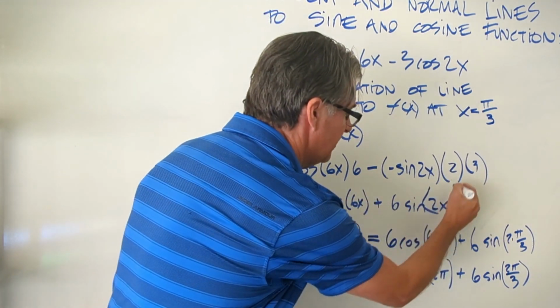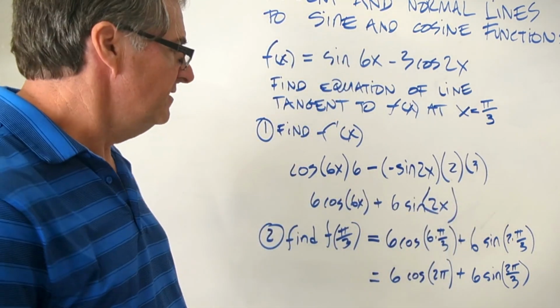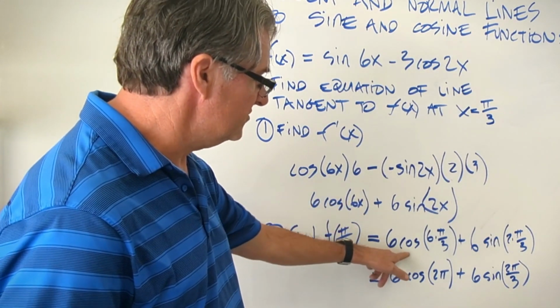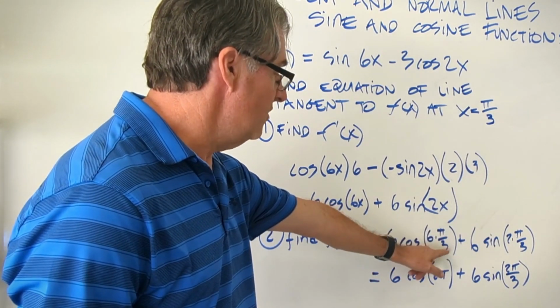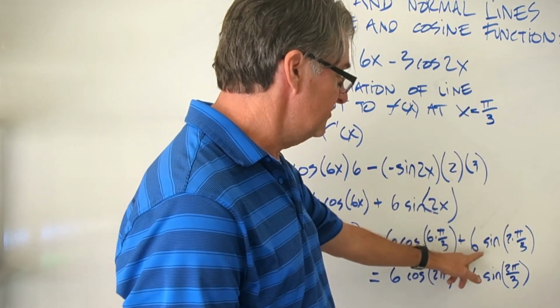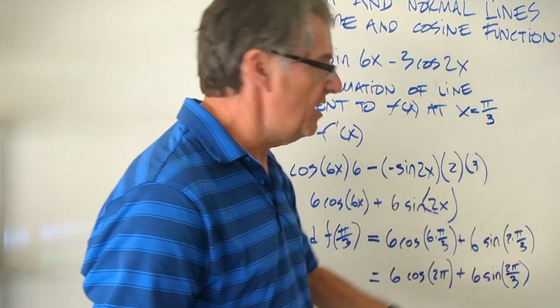Let's get this out here. Usually we put parentheses around that. So I have 6 cosine 6x. So I have 6 cosine 6 times pi over 3. And then this one's going to be 6 times the sine of 2x. So 6 times the sine of 2 times pi over 3.